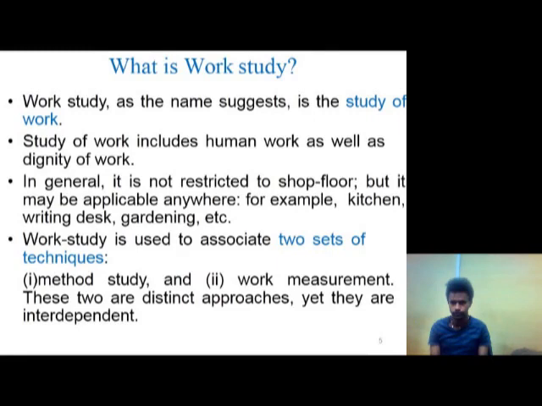Of course, in many scenarios, we may apply it in a manufacturing system or in shop floor works. But work study is not limited to that only. You can apply it in different scenarios, starting from your home, maybe from the kitchen, from your dormitory, maybe from your bedroom.